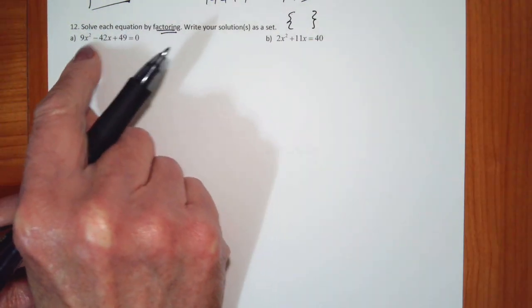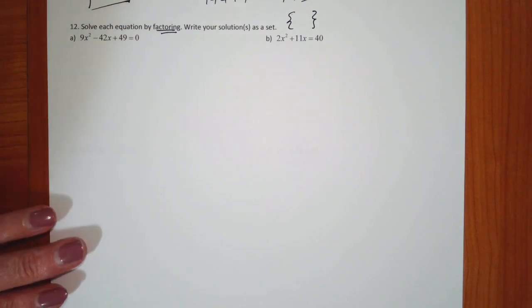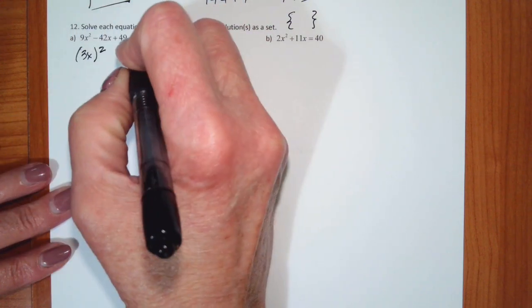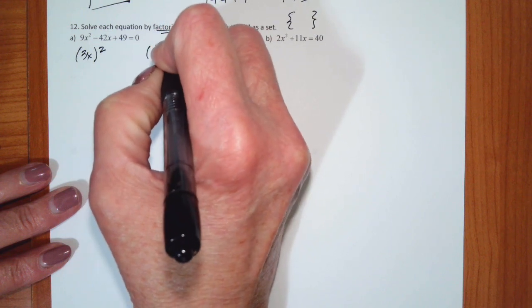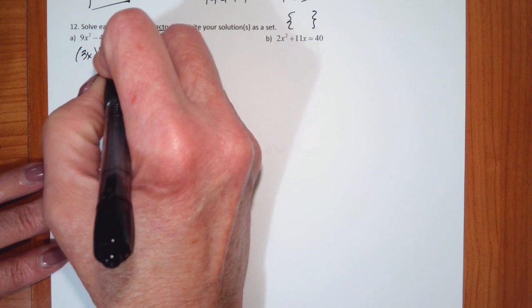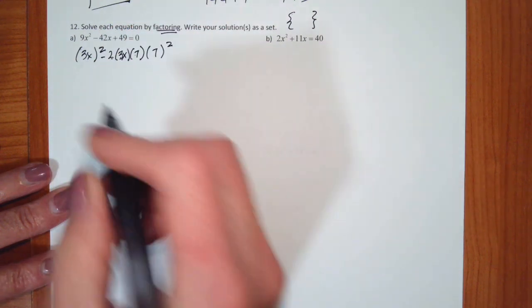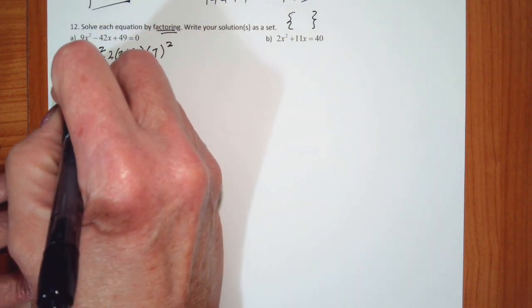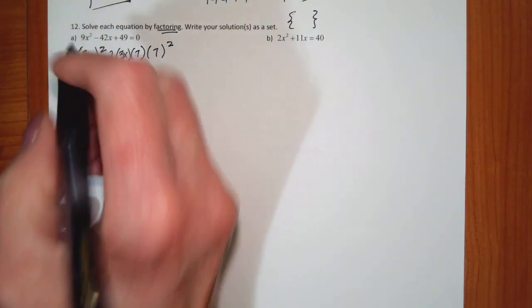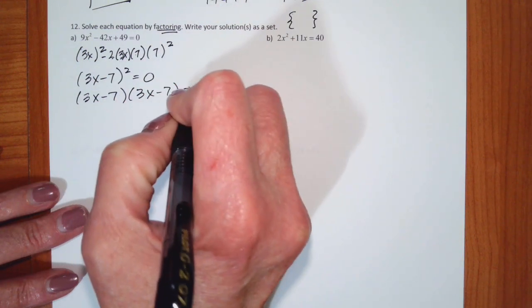Okay. All right, if I have 9x squared minus 42x plus 49 equals 0, I recognize this as a perfect square pattern. I know this is 3x to the second, 49 is 7 to the second, and this is the opposite of 2 times 3x times 7. So I know this factors immediately into 3x minus 7 squared is equal to 0, which is the same thing as 3x minus 7 times 3x minus 7 equals 0.